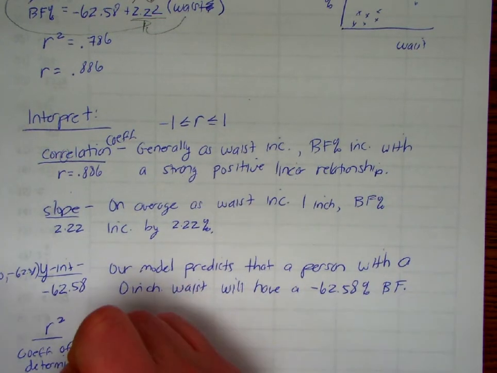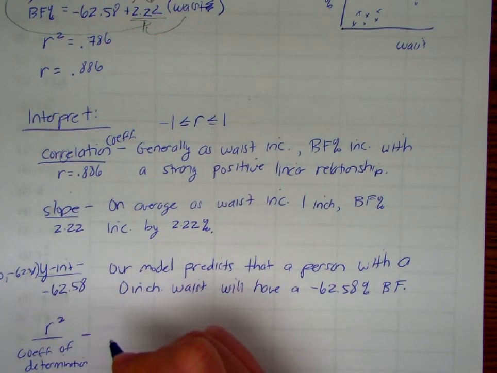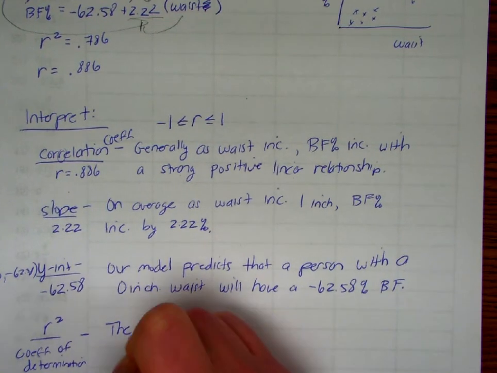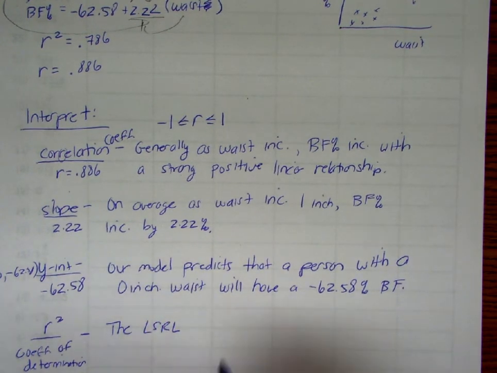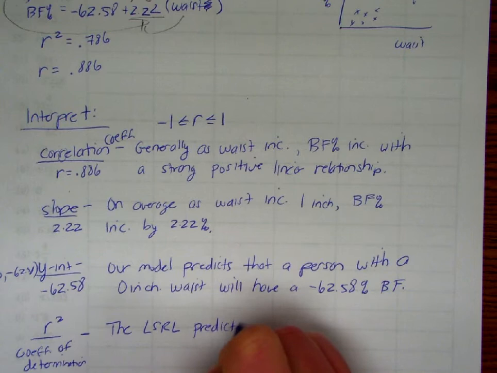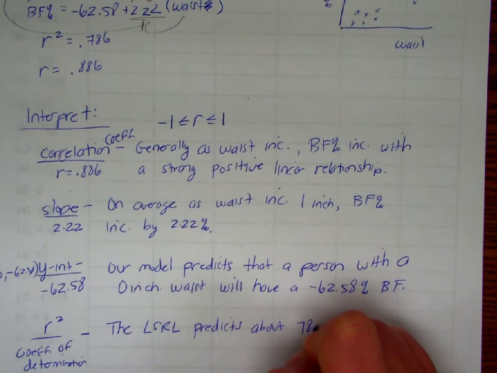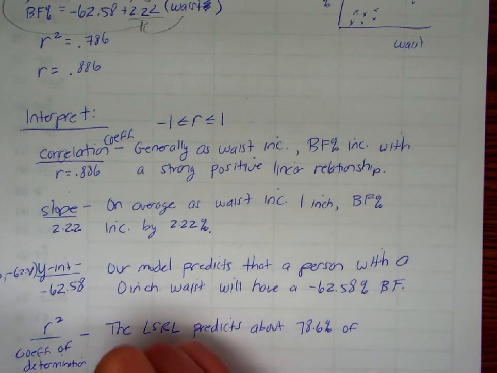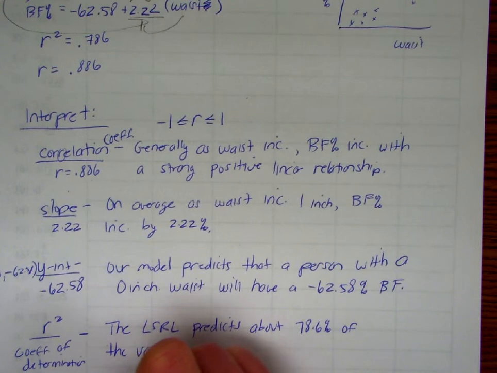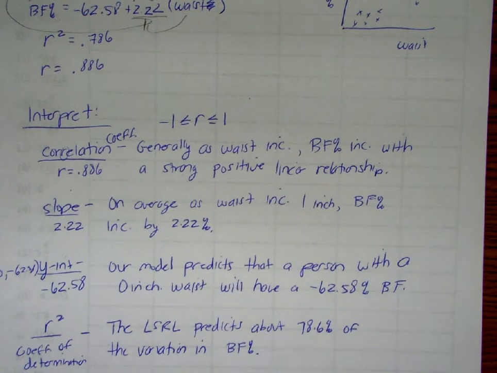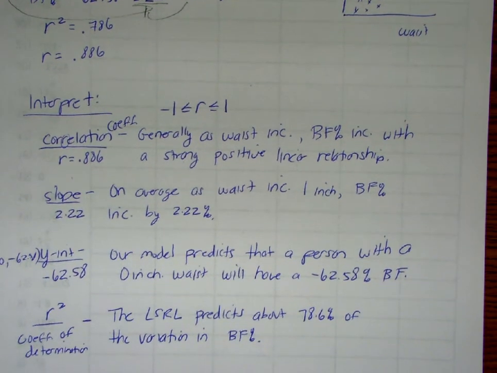We say, forget how I start this one, 78.6%. Oh no, that's it. The least squares regression line predicts about 78.6% of the variation in body fat percentage. You're predicting body fat percentage. Okay, so that's how I start one.